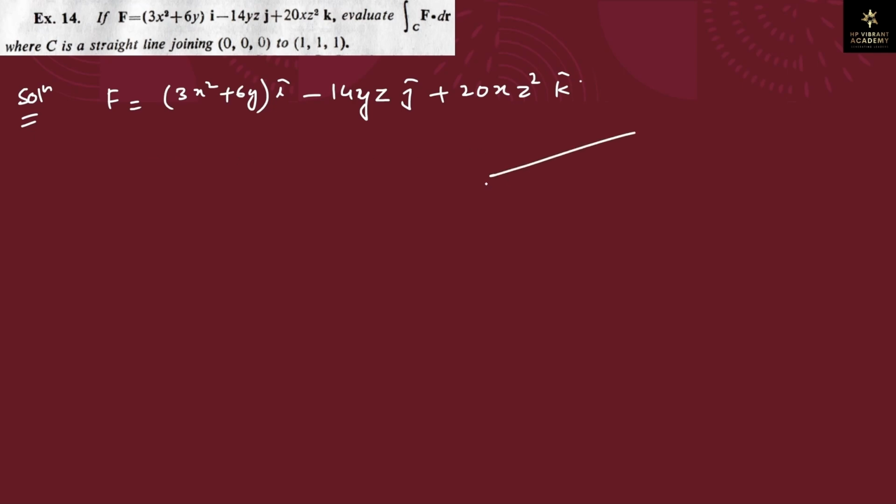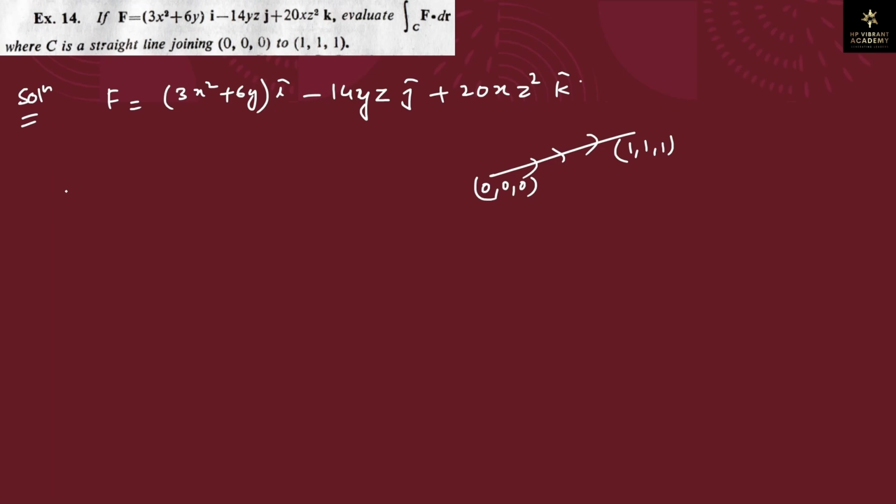Okay, so we have the value of f as 3x square plus 6y I cap minus 14yz j cap plus 20xz square k cap, and we have to find the integral of f dot dr, where c is the straight line joining 0, 0, 0 to 1, 1, 1. Okay, so this is the straight line.